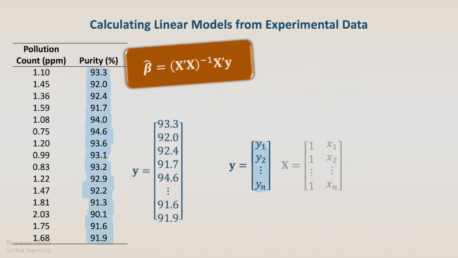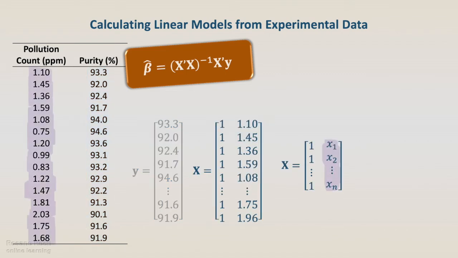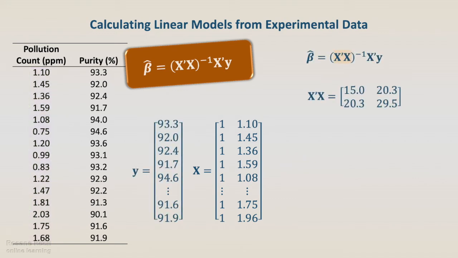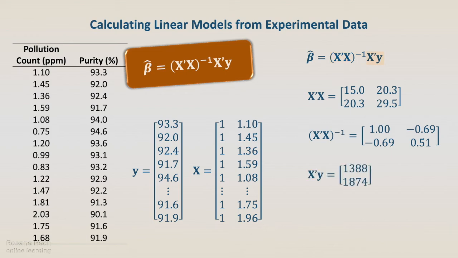Here we have the Y matrix from the experimental results of the oxygen purity, and here the X matrix with the numerical values of the regression variable pollution count. First, we calculate the product between X transposed and X, and then we invert it. Now we calculate the product between X transposed and Y.